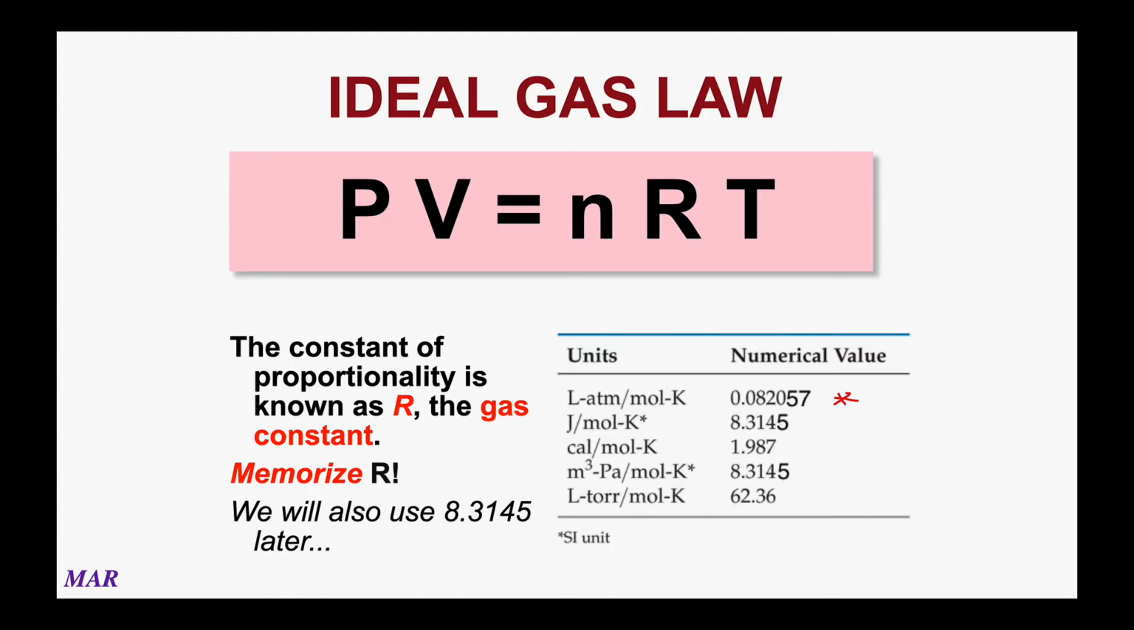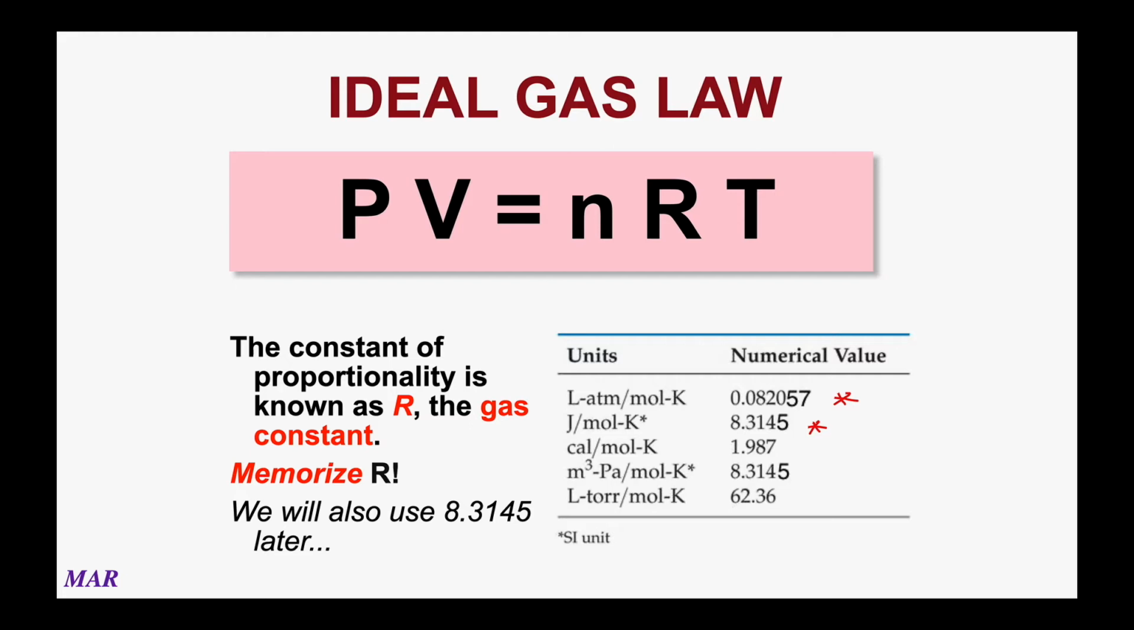Now, in later chapters, we're going to use the R that's just underneath it a lot. I'm going to call that the energy R. And 8.3145 joules per mole Kelvin is another version of R we're going to use quite a bit. In this chapter, it's all about 0.082057. But like I said, we're going to be using that 8.3145 number a lot in the future.